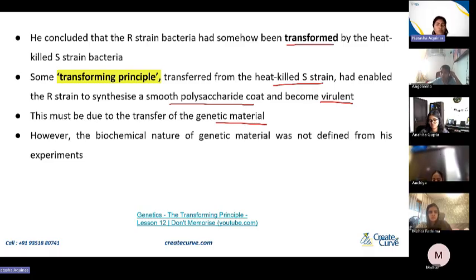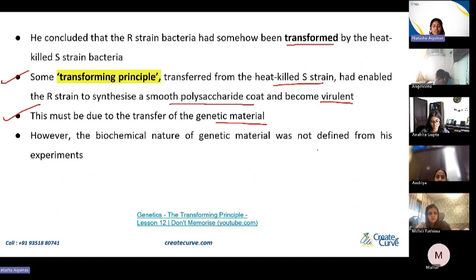So what is the conclusion of this experiment? The conclusion is these pointers over here. These two are the main conclusions. That something is getting transferred, and you have to say this could be due to the transfer of genetic material, but this is not defined or told in this experiment.